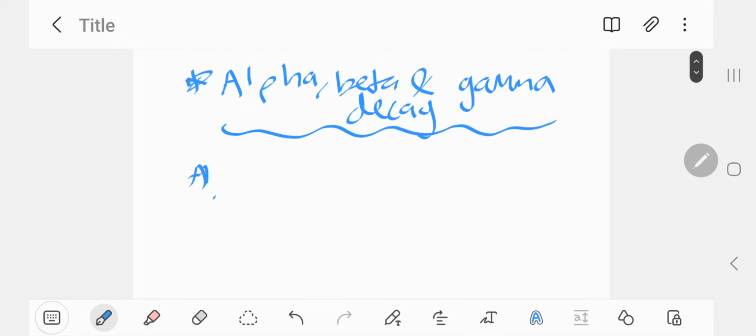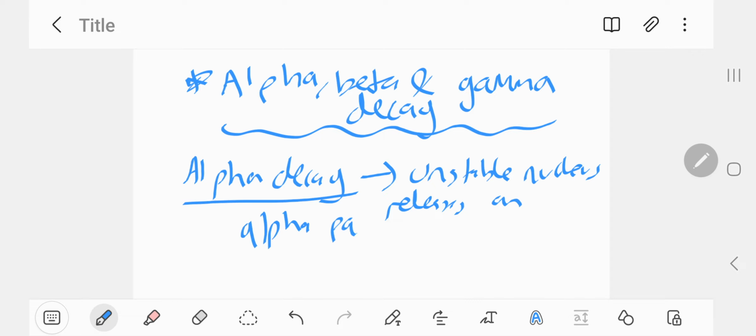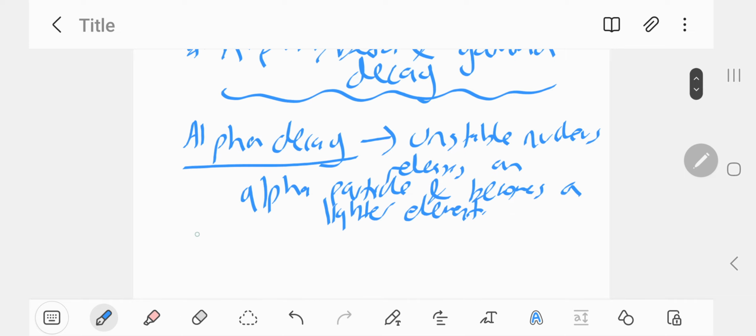I'll start off with alpha decay. Alpha decay is basically when an unstable nucleus releases an alpha particle and becomes a lighter element. This is the whole idea of radioactive decay. You've got a big nucleus decaying into something smaller, because it's breaking down, and it releases energy in the process.